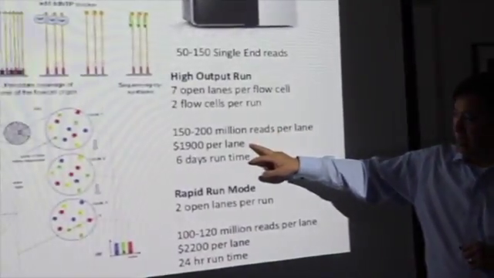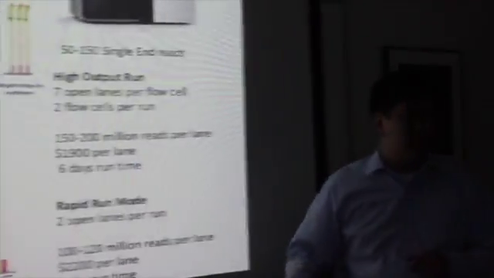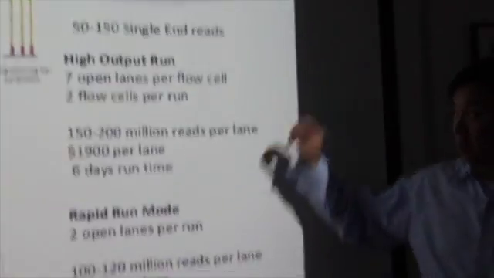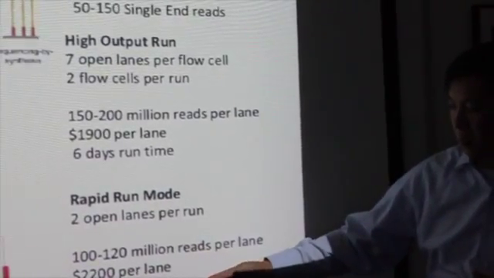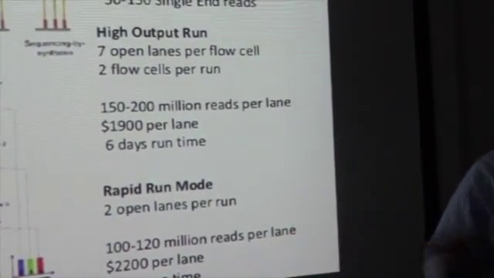And so the core charges about $1,900 per lane. This takes 6 days to run, so it's like launching the space shuttle. They do have a rapid run mode, and so the cores have this option where they can take 2 lanes, so 120 million reads. You lose the number of reads, but you can run this in 24 hours, and they charge a little more for it.